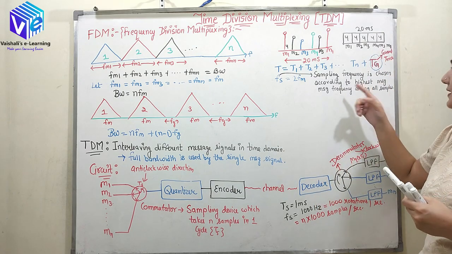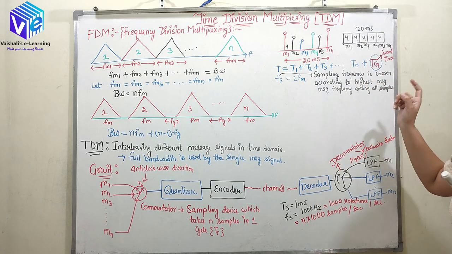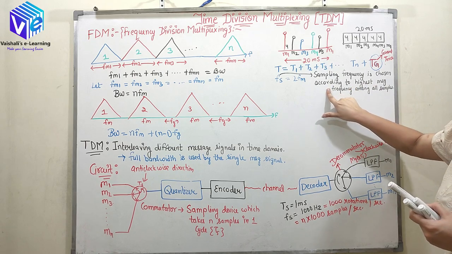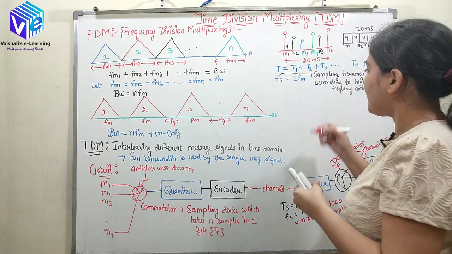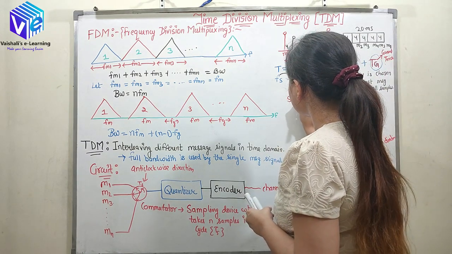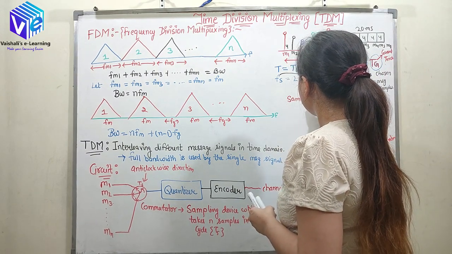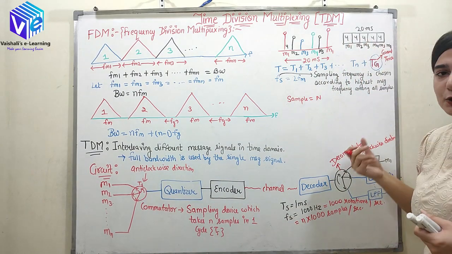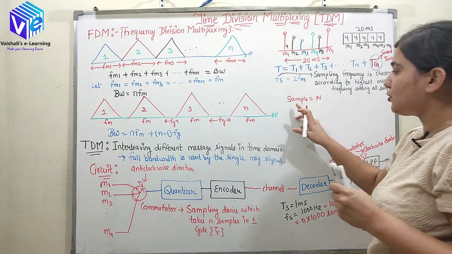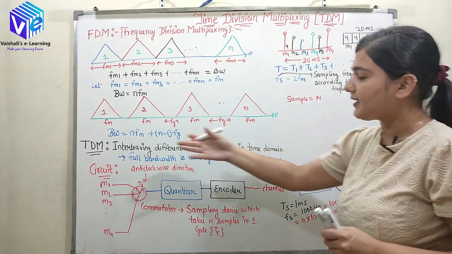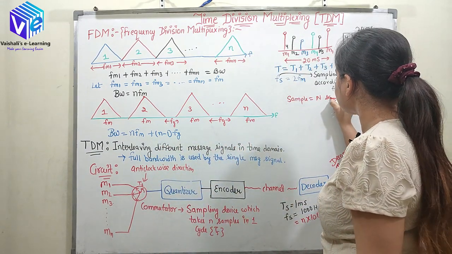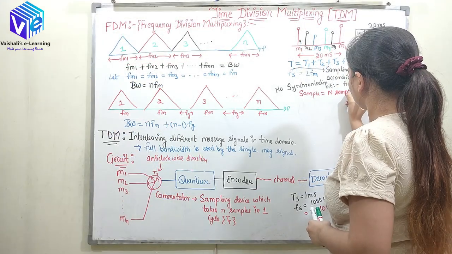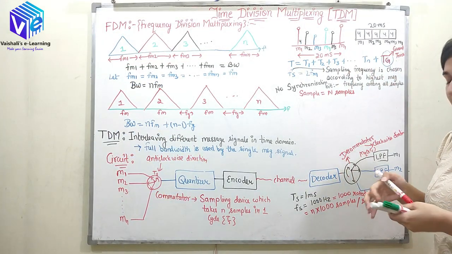So sampling frequency is chosen according to the highest message frequency among all samples. So now I hope you are clear. Now here, if I take the samples to be capital N, how many samples did I take? I took 5 samples. So I am generalizing it, and here I am taking N samples.